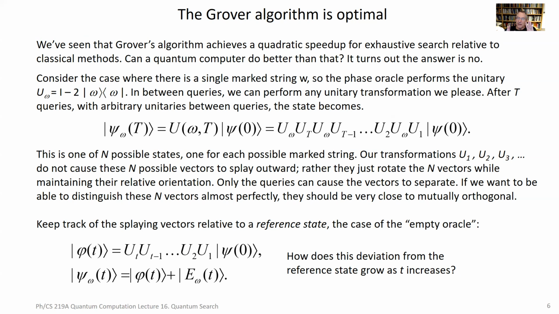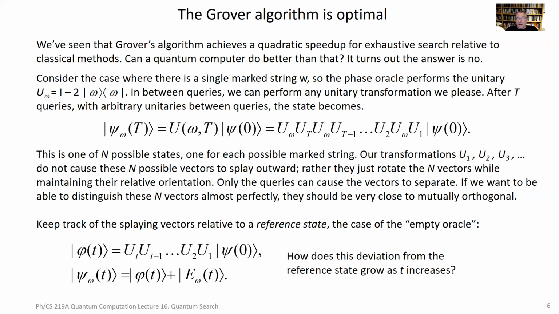So what we want is for the vectors, as we apply more and more queries, to splay out from one another, to separate, so they're easier and easier to distinguish from one another. But that splaying of the vectors, which makes them easier to distinguish, is not something that happens when we do our unitaries. When we do our unitaries, U1, U2, et cetera, that just rotates all of those vectors together and doesn't change their relative orientation at all. It's only the queries that can do that.